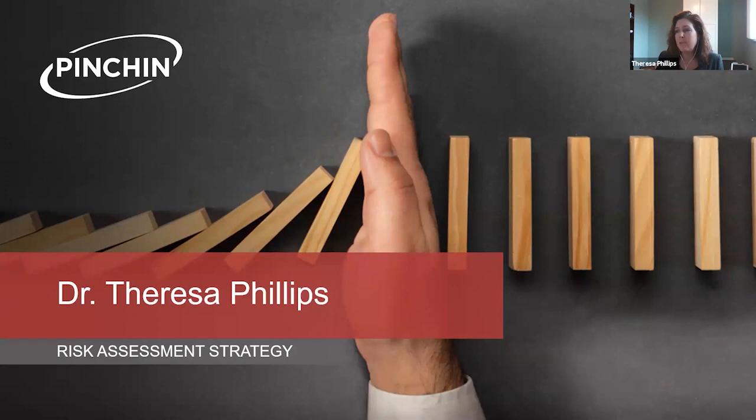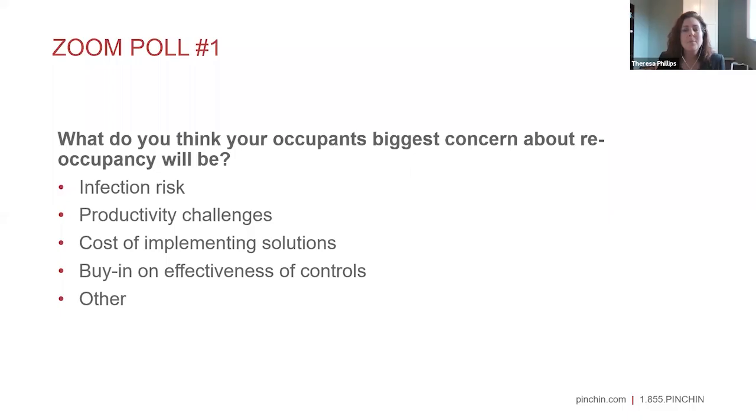Before I get started, we have our first poll. Next slide, please. We would really like to know from our listeners what you think your occupants' biggest concerns about reoccupancy of a building would be. So if you don't mind, please vote using your options on your screen. The options are: infection risk, changes in productivity, costs of implementing solutions, buy-in on the effectiveness of controls, or other ideas. And our results show that most people believe their occupants' biggest concern, an overwhelming majority, would be the potential infection risk. So I guess we know what's on everybody's mind. Next slide, please.